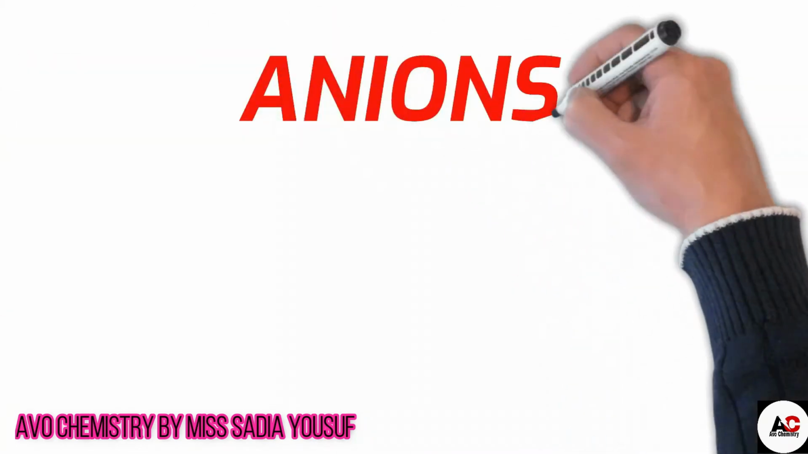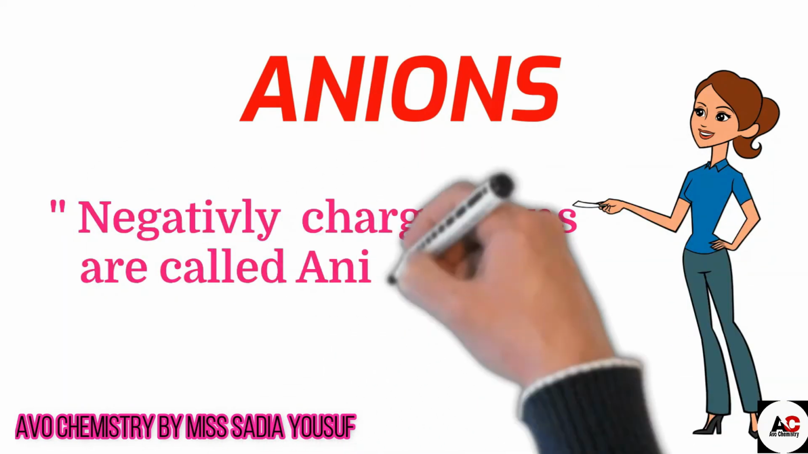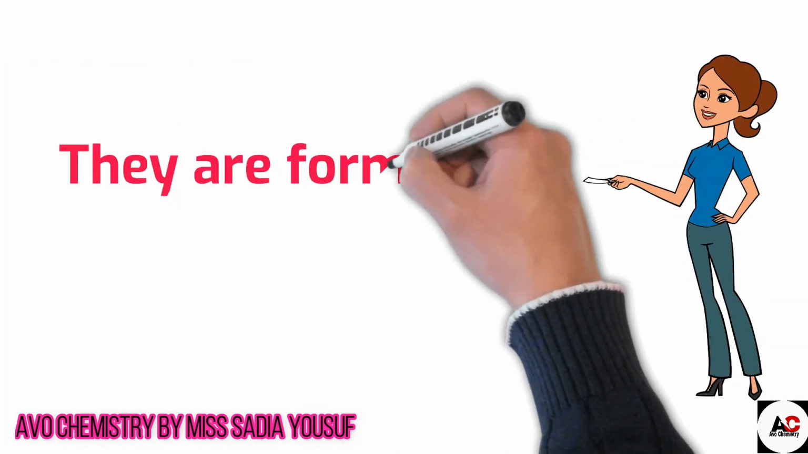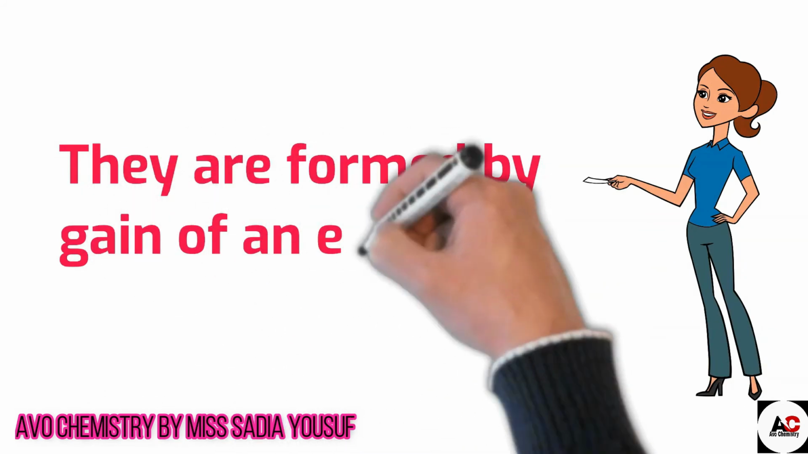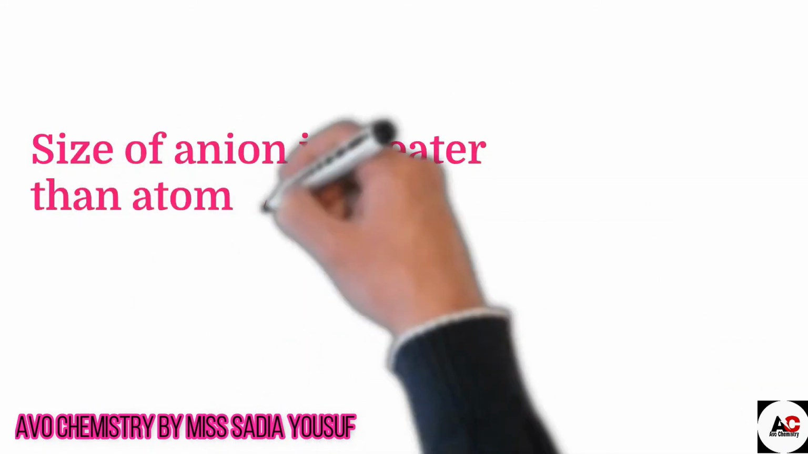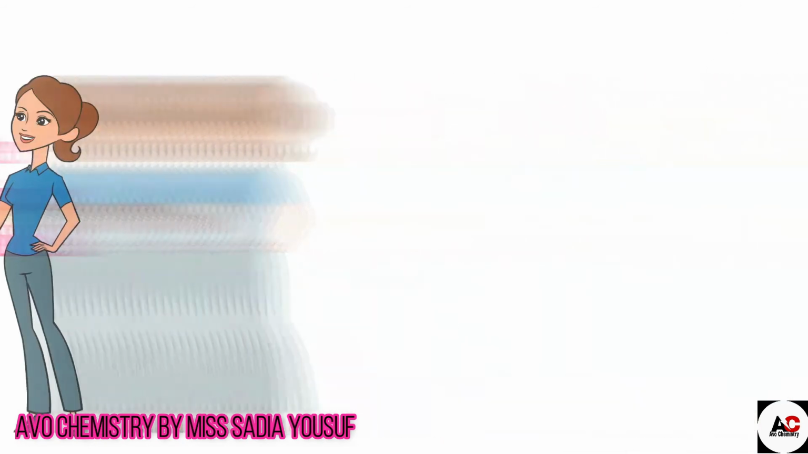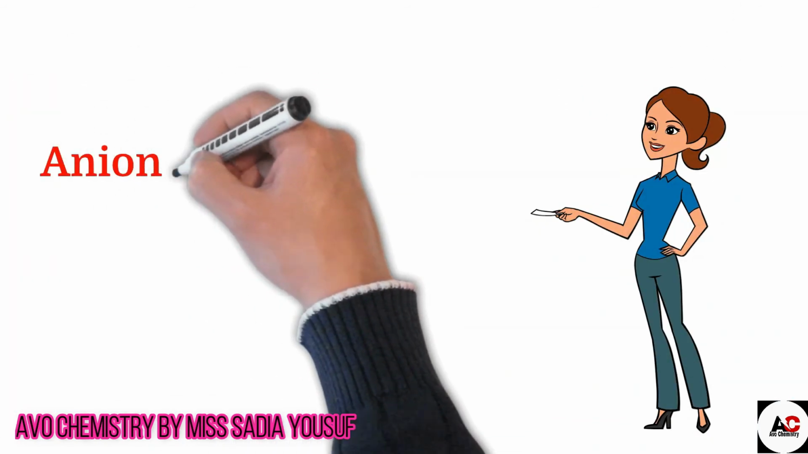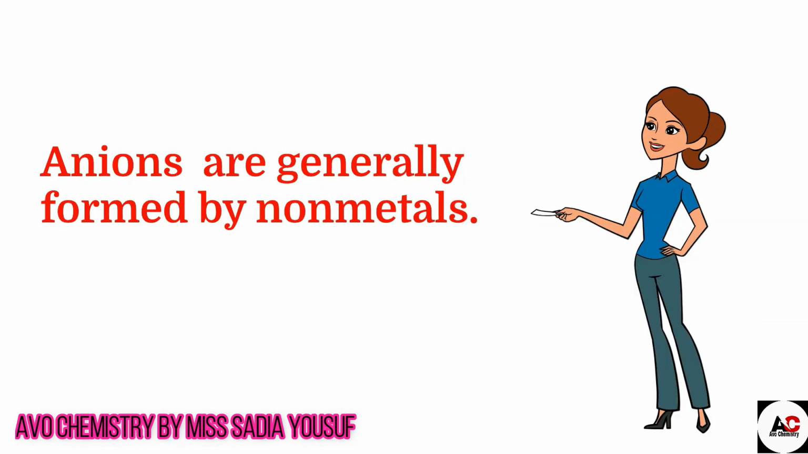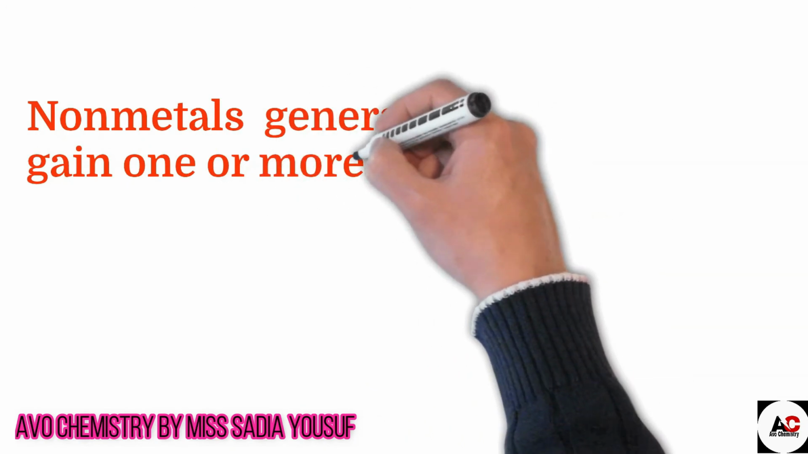Now, anions. What are the anions? Negatively charged ions are called anions. They are formed by gain of an electron. Size of anion is greater than parent atom because anion gains electron and shell. Anions are generally formed by non-metals. Non-metals generally gain one or more electrons like chlorine -1, oxygen -2.